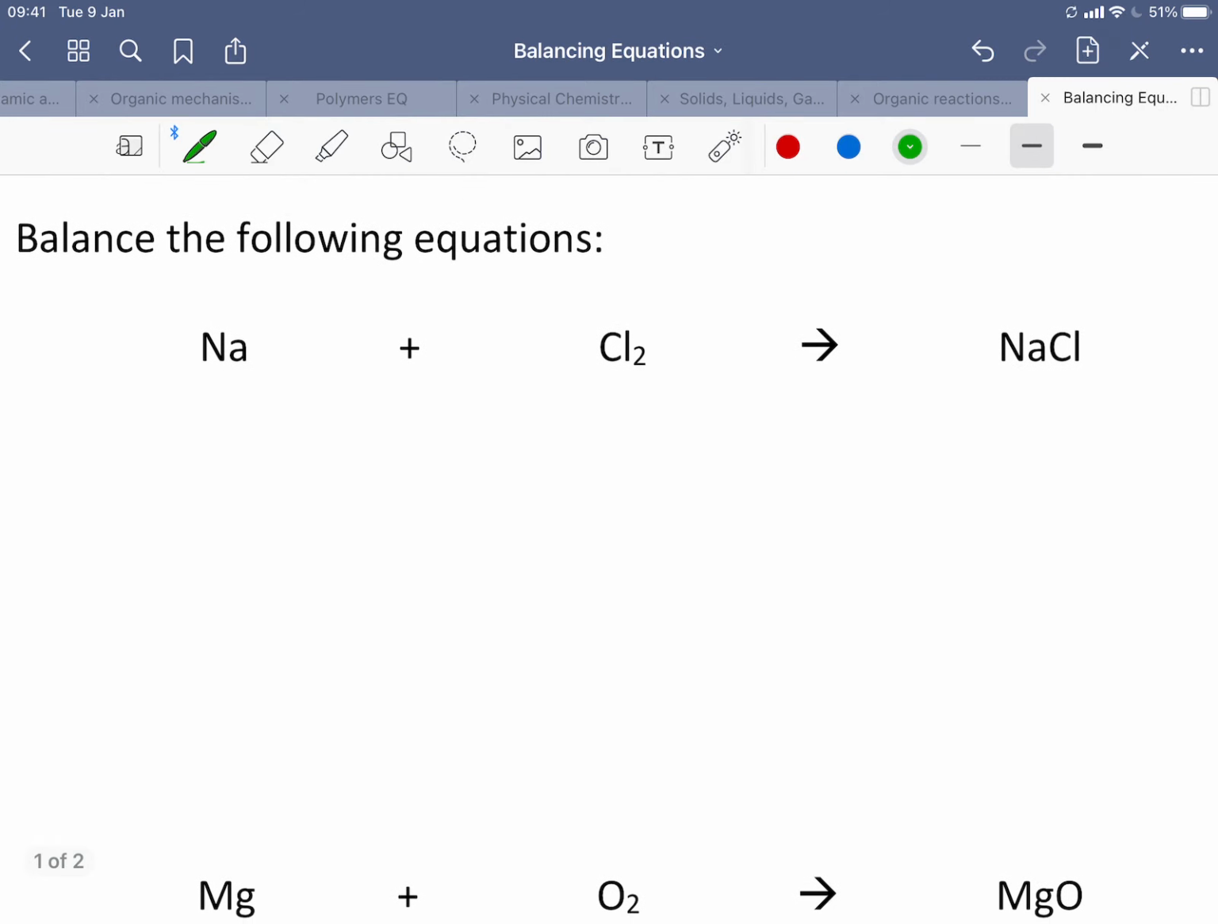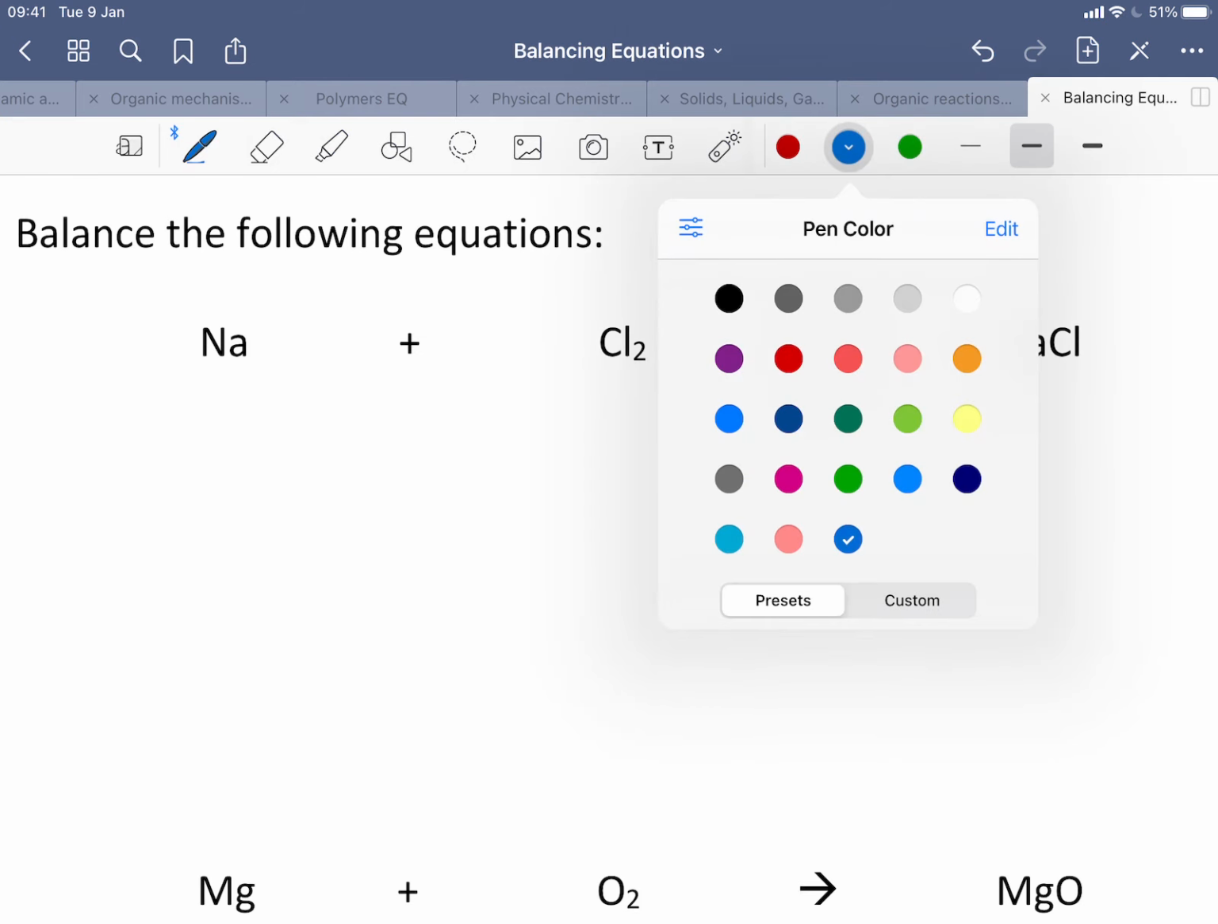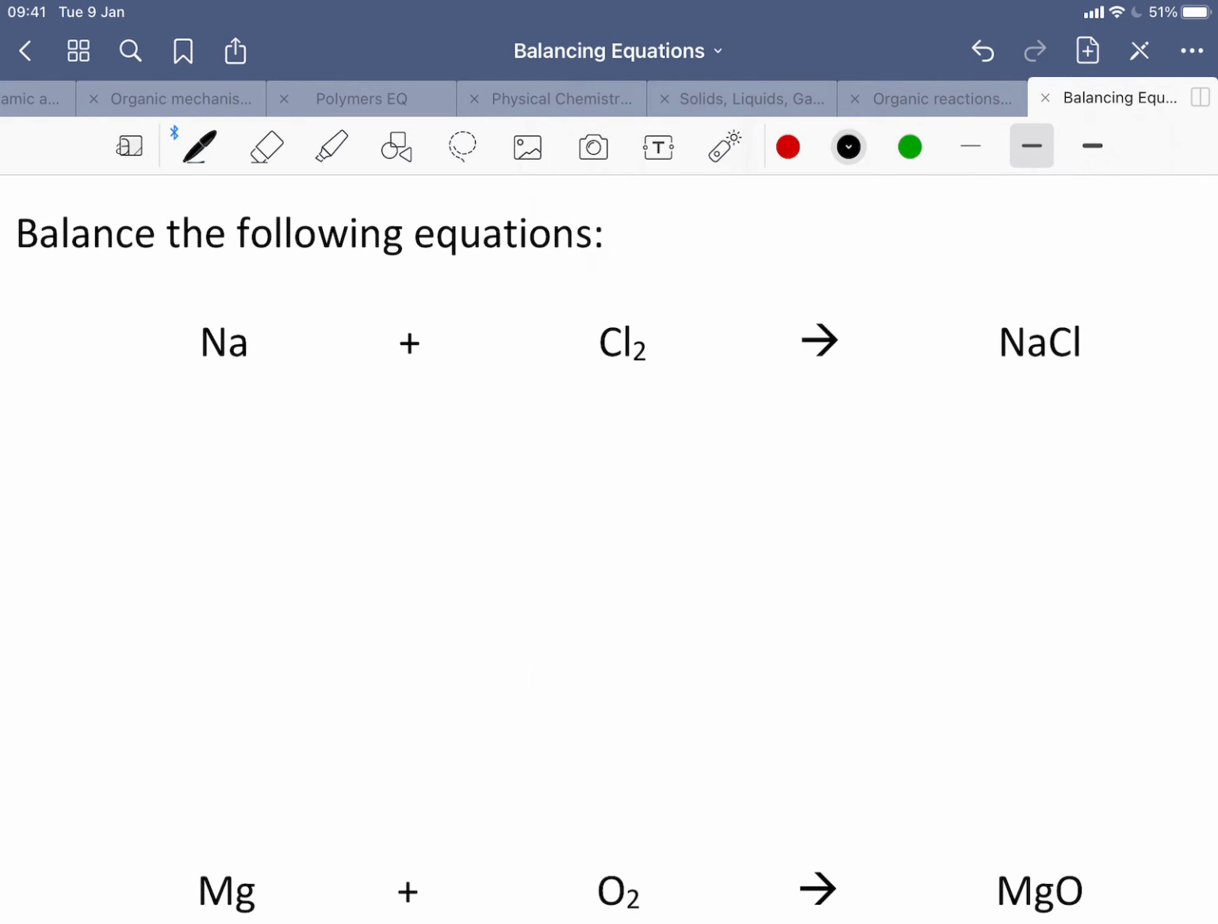All right, so we're going to start with something that's actually fairly straightforward as they go. You might be able to do something like this in your head, but let's make sure that we're following the method that we're doing. So what I'm going to do is just change these colors. All right, so the first thing to do is to split your equation into two halves.